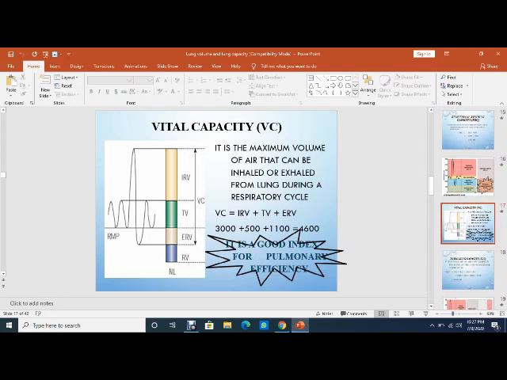Vital capacity is the maximum volume of air that can be inhaled or exhaled from the lung during a respiratory cycle. Vital capacity and tidal volume are very important. Vital capacity is the sum of inspiratory reserve volume, tidal volume, and expiratory reserve volume. It is about 4600 ml.